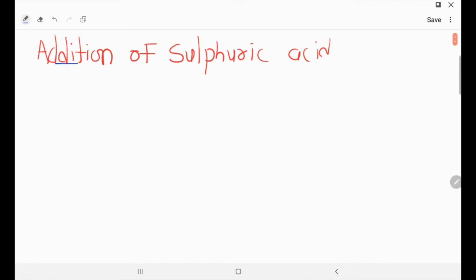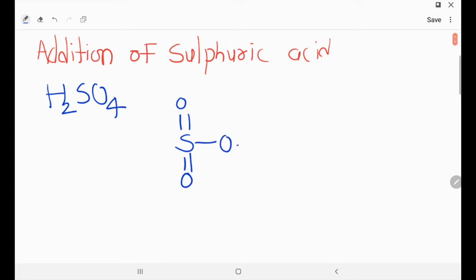Today's lecture we are going to discuss the addition of sulfuric acid. Alright, so let's start. First of all, let me introduce sulfuric acid. H2SO4 is known as sulfuric acid, and it has a structure like S double bonded oxygen, single bonded oxygen with hydrogen, and another single bonded oxygen with hydrogen. So this one is considered as sulfuric acid.